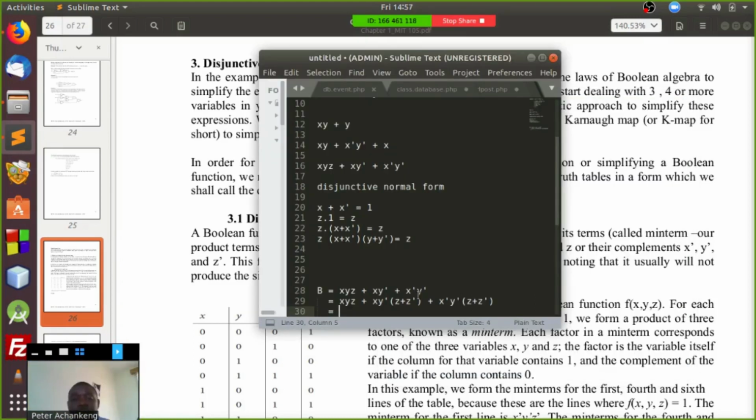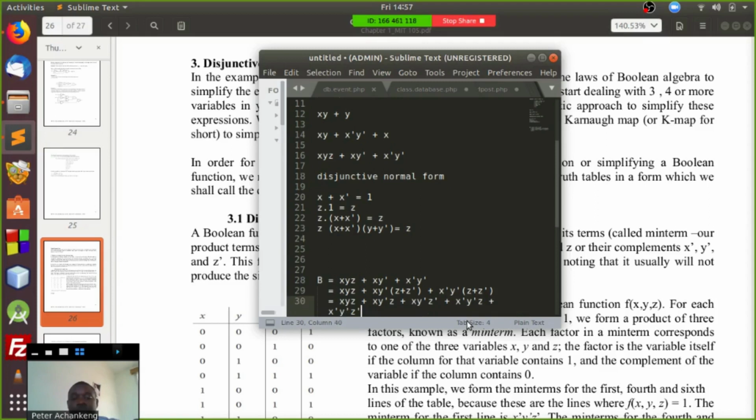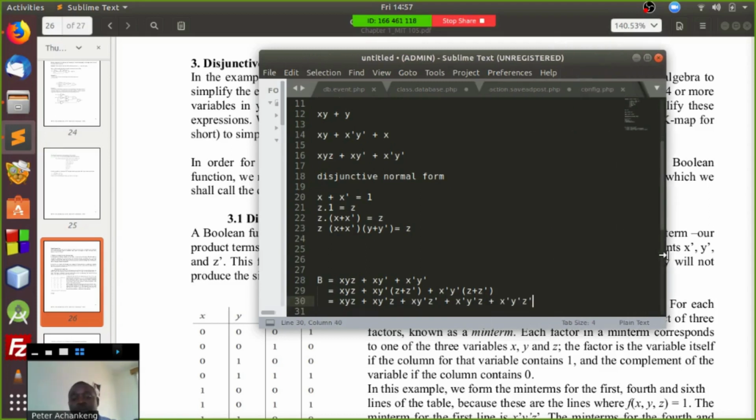And we don't have time. Okay, so if we were to do that, it will be xyz plus xy prime z, I'm expanding, plus xy prime z prime, plus x prime y prime z, plus x prime y prime z prime. Now it took me less than 10 seconds to do that, and you have been looking at it for the past 5 minutes. That's the expression.